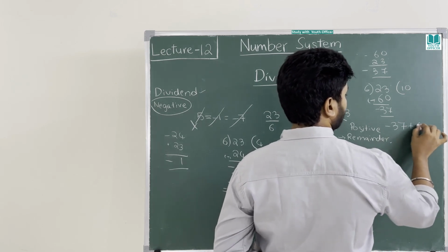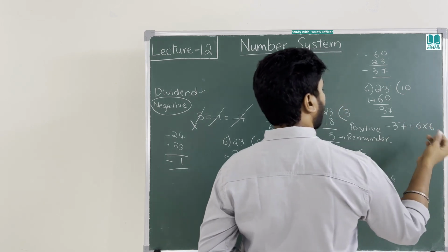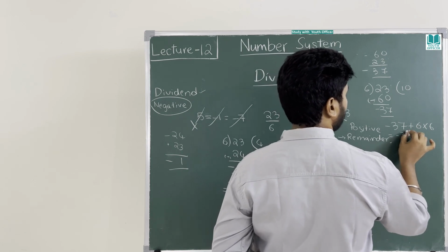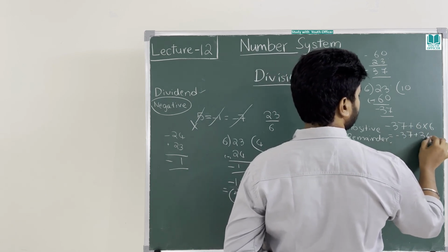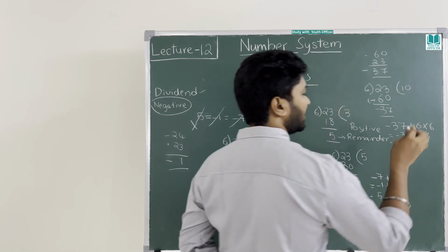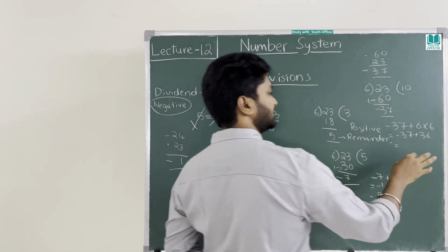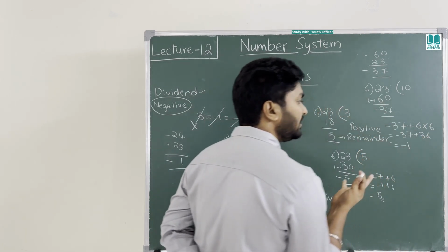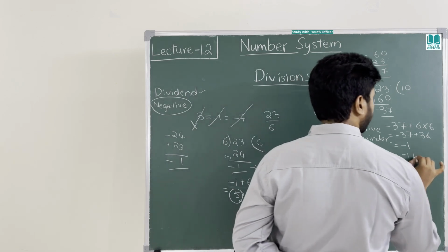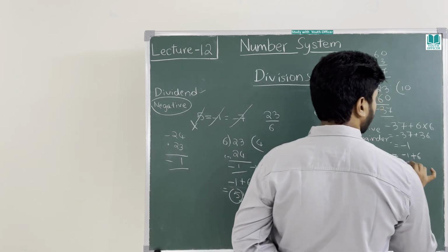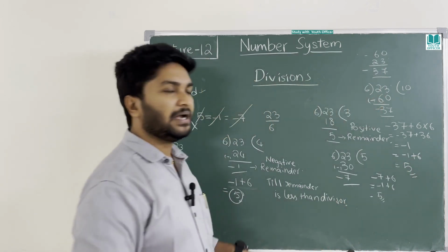Sir, I will add 6 times the divisor. Okay, add minus 37 plus 36. Instead of adding 6 repeatedly, I am taking in multiples. Okay, minus 1, sir, still it is negative. Then I add one more time. Till you get a positive remainder, keep adding them.